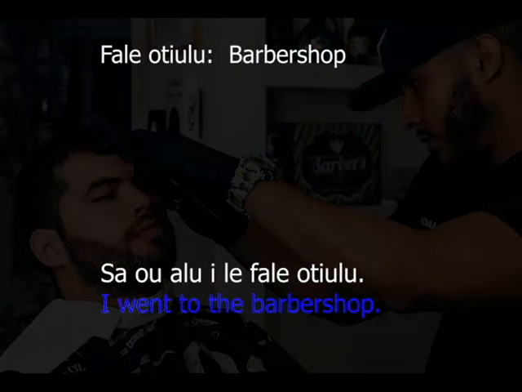Fale otiulu, barbershop. Sa o alu ile fale otiulu. I went to the barbershop.